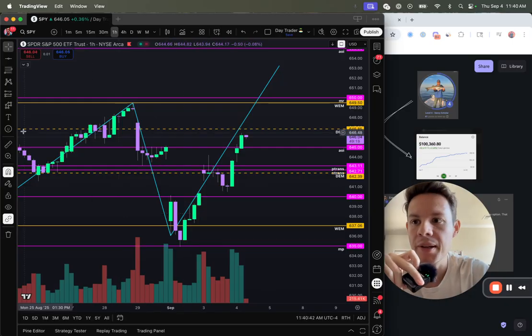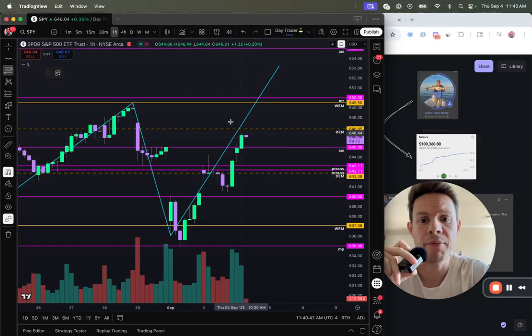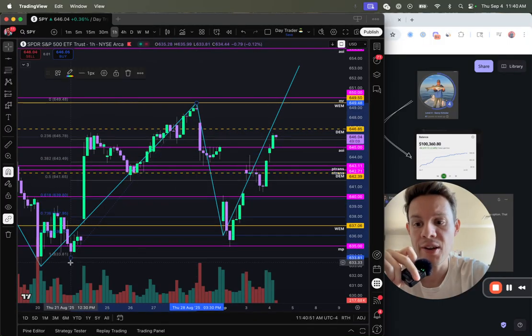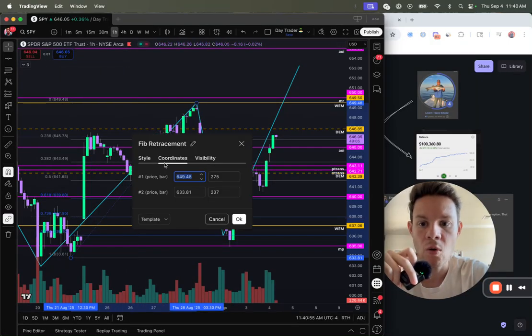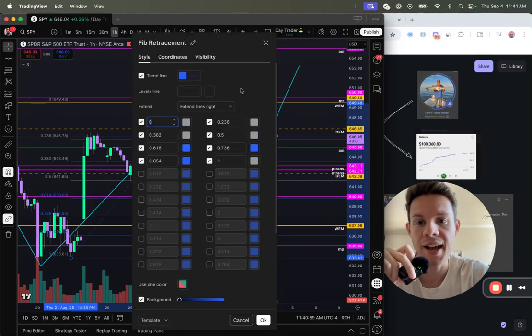So let's talk about the Fib tool. Like this first little item on the left, or the second item, right? Super simple. You just click somewhere, drag it, and then you're given this set of numbers here. And if we look at the coordinates for this, let's see. Oh, it looks like they changed it here. Here we go. The style.